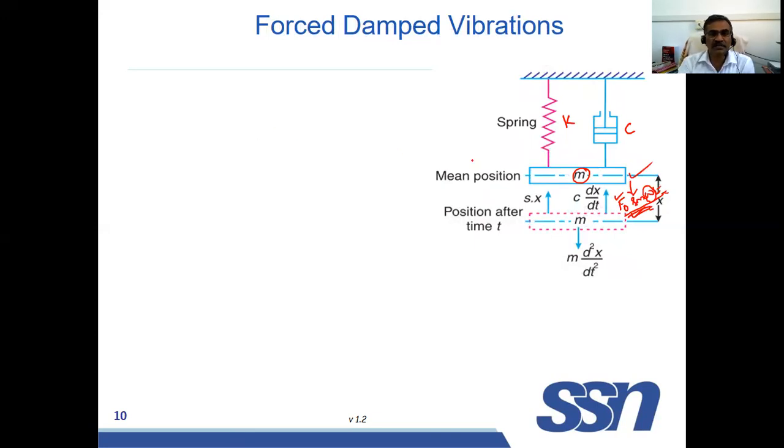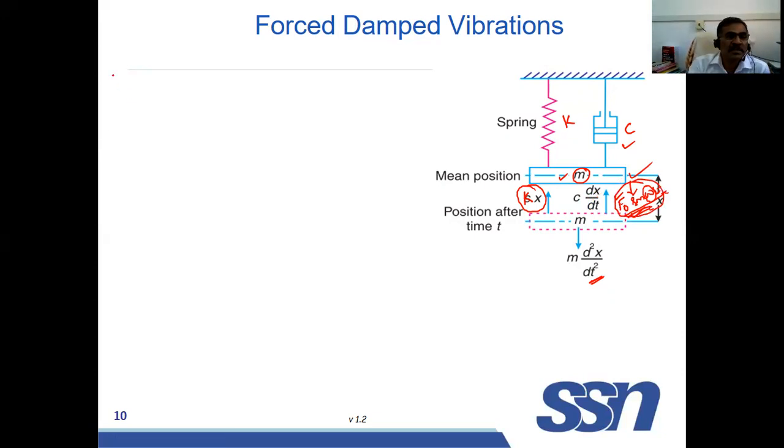Here there will be four forces. One, since the body is subject to acceleration, it will have inertia force, that is m into d square x by dt square. Due to the spring, there will be a restoring force, that is k into x. K is the stiffness, displacement is x. The damper will give resistance to this vibration, that is C into dx by dt. In addition, we have the forcing function applied on the mass.